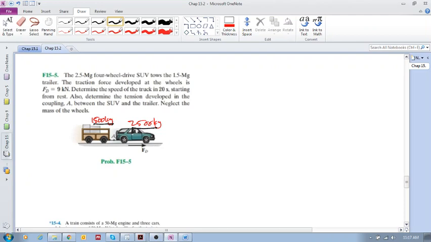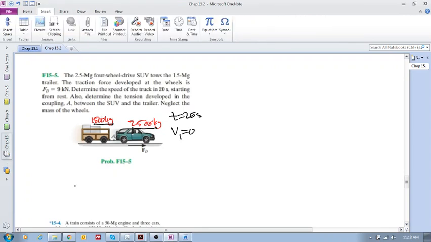And there's a traction force between the wheels and the road, which is actually the force that is accelerating the vehicle. Determine the speed of the truck in 20 seconds, so there's time information. We want to find the speed of the truck starting from rest, so V1 is 0. Also determine the tension developed in the coupling, okay? There's the coupling at A. It's the towing force here between the SUV and the trailer. Neglect the mass of the wheels.